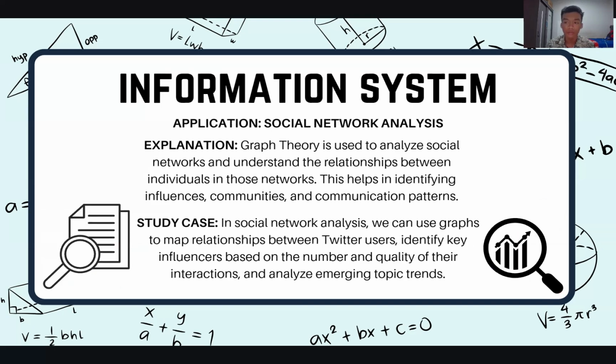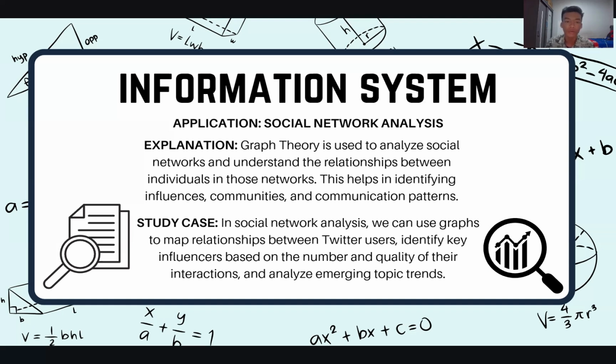Okay, the fifth example is in information systems, and the application is social network analysis. Graph theory is used to analyze social networks and understand the relationships between individuals in those networks. This helps in identifying influence, communities, and communication patterns. The case study is in social network analysis, we can use graphs to map relationships between Twitter users, identify key influencers based on the number and quality of their interactions, and analyze emerging topic trends.